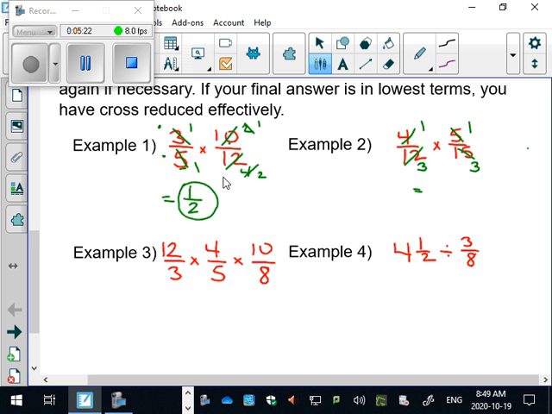I multiply my two numerators. 1 times 1 is 1. I multiply my two denominators. 3 times 3 is 9. There's my answer in lowest terms.